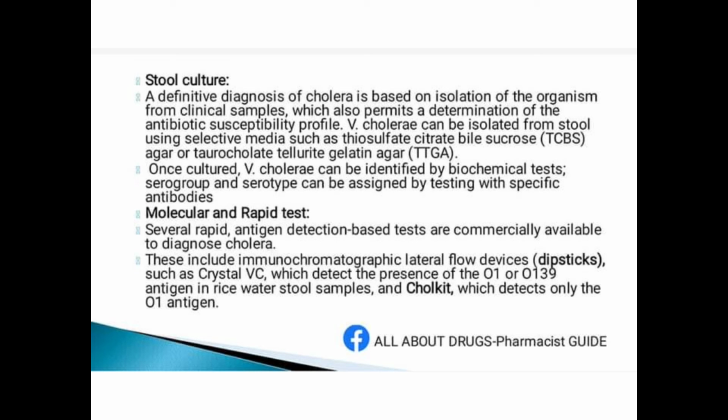Stool culture. A definitive diagnosis of cholera is based on isolation of the organism from clinical samples, which also permits a determination of the antibiotic susceptibility profile. Once cultured, Vibrio cholerae can be identified by biochemical tests. Serogroup and serotype can be assigned by testing with specific antibodies.